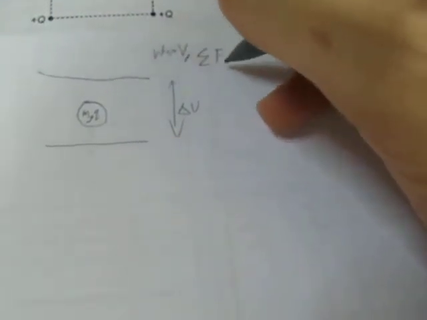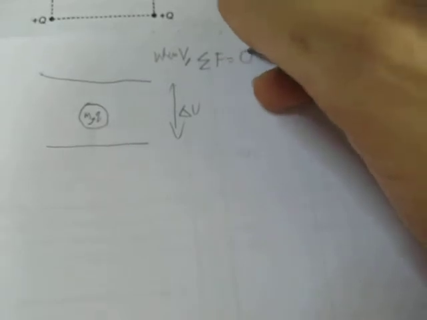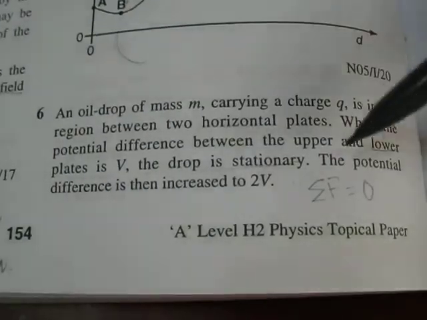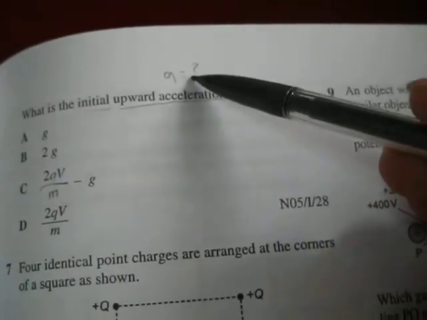Okay, so now we need to have this condition: when the potential difference is V, resultant force is 0. And now when they change the potential difference to 2V, there must be acceleration. If there's acceleration, what does this mean? That means, I write a different column, don't be confused, when the potential difference is 2V, your resultant force is non-zero. Your resultant force is ma. Okay, this is Newton's second law.